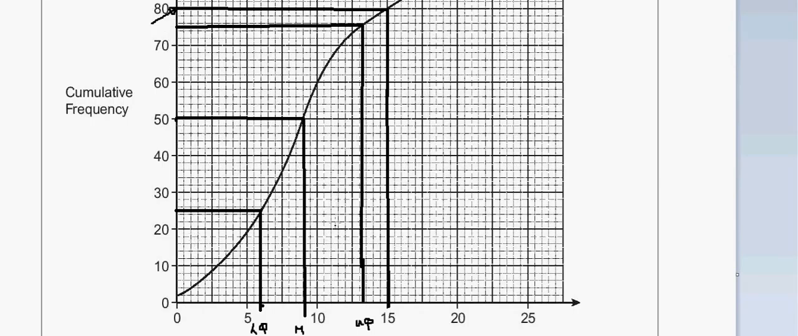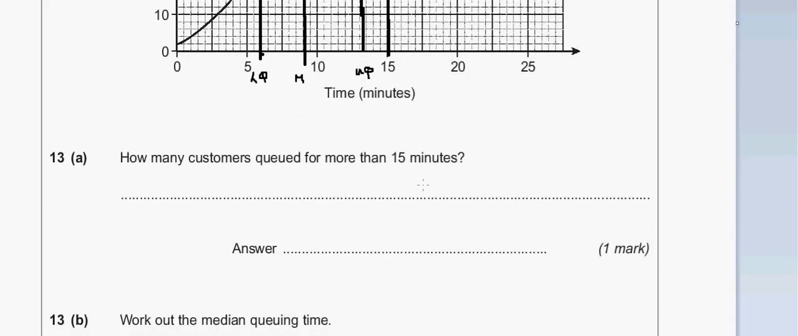Okay, everybody in this area here took less than 15 minutes. Okay, because if it was 10 minutes, you'll see it's in this area. If you've got 5 minutes, you'll see it's in this area. So 80 people took less than. Okay, but we want how many people took more than. So if we've got 100 people, it would just literally be 100 minus the 80, which gives me 20. So I can now say that that's 20 people.